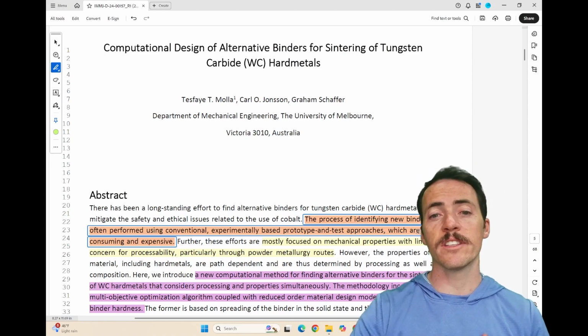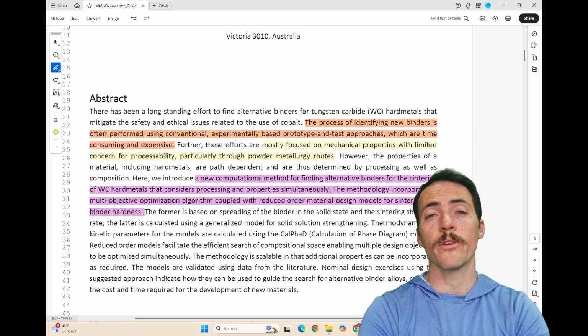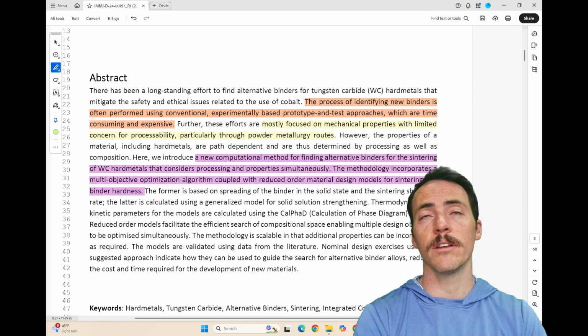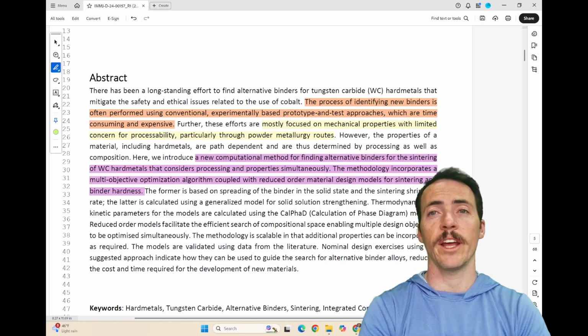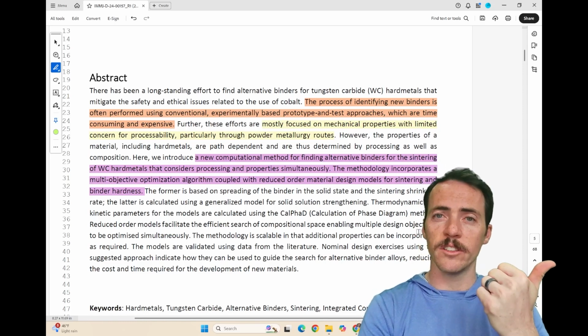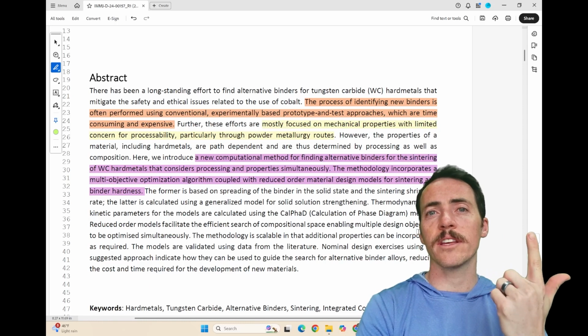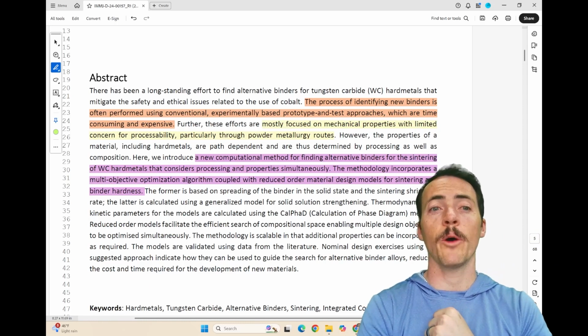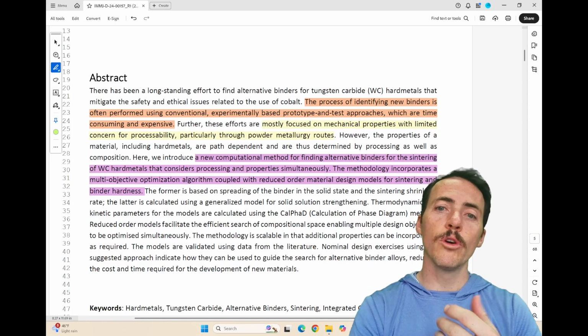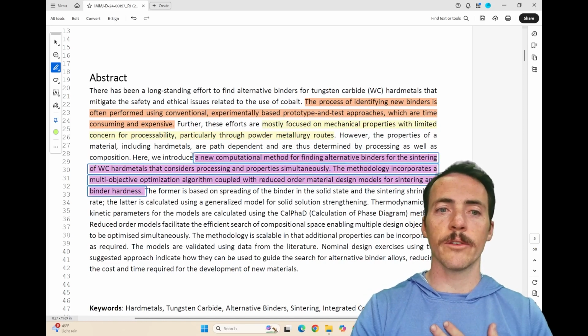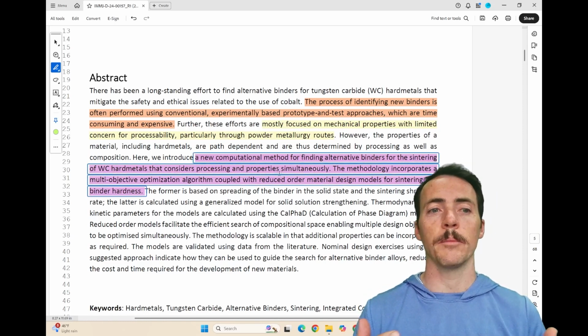So what they're going to try and set out to do here is assess whether or not they have a formulation methodology for finding new binders, which are based off of analysis of, yes, mechanical properties, because it does need to be hard, but also processability. And that's going to have to do with how we sinter these particles together, right? So they're putting forward this new approach, finding new materials by considering both processing and properties simultaneously.